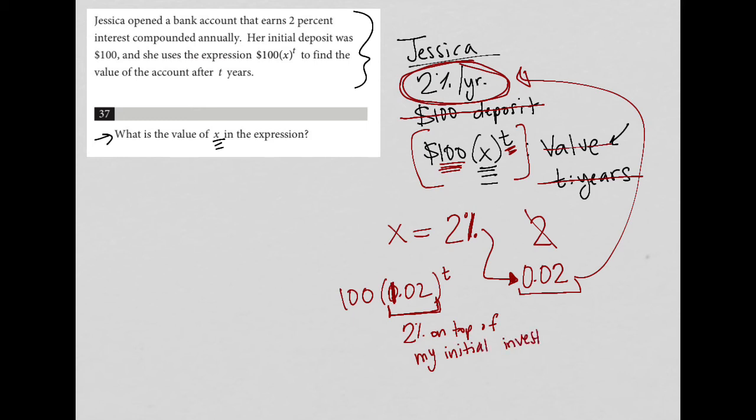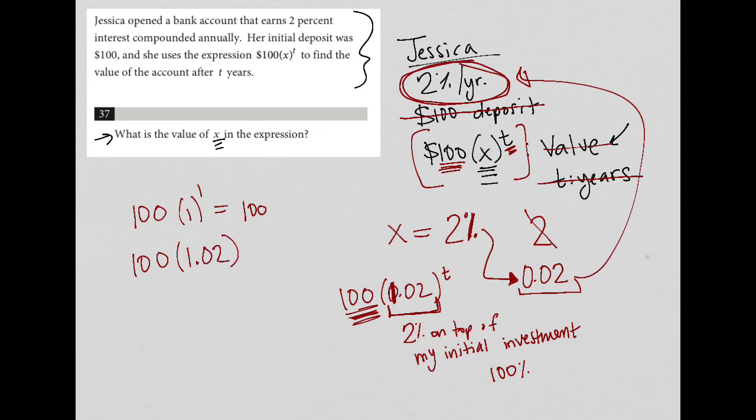Which I can call 100%, right? So 100% of my investment is the $100, right? So if I made no interest for the first year, I'd say, well, I just have 100 times 1 to the first power, and I still have $100. I made no interest. But if I'm going to earn 2%, that means I still have my $100, but on top of that times 1, right, I'm adding 2% to that so that I can determine how much money I make in that first year, and that's how I would find out that I made $102, right?